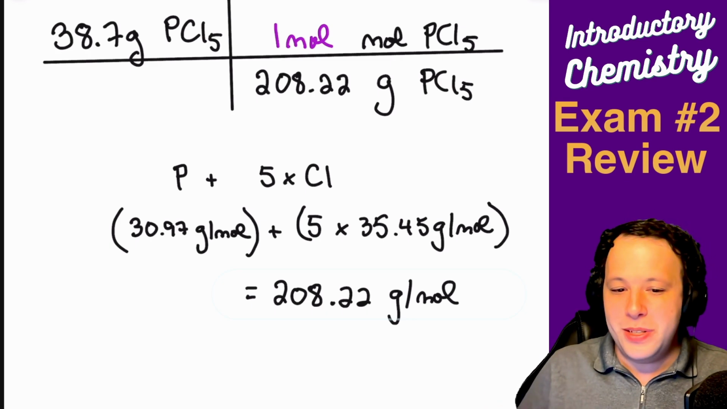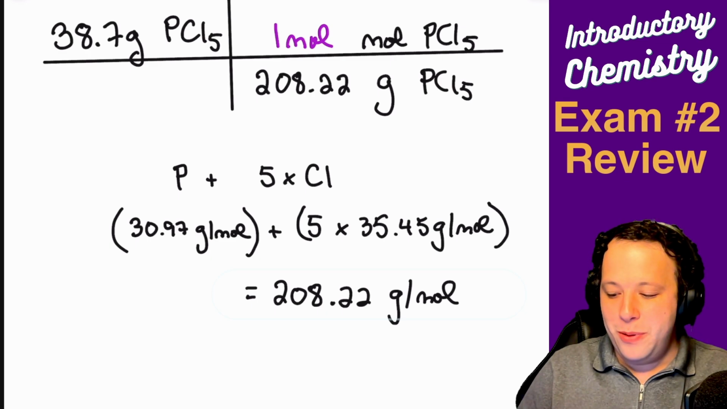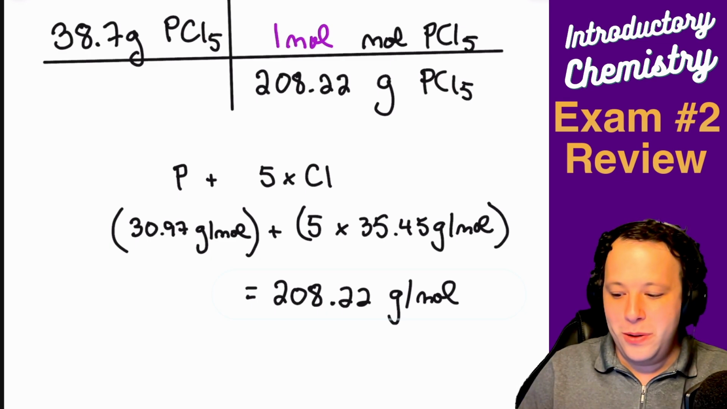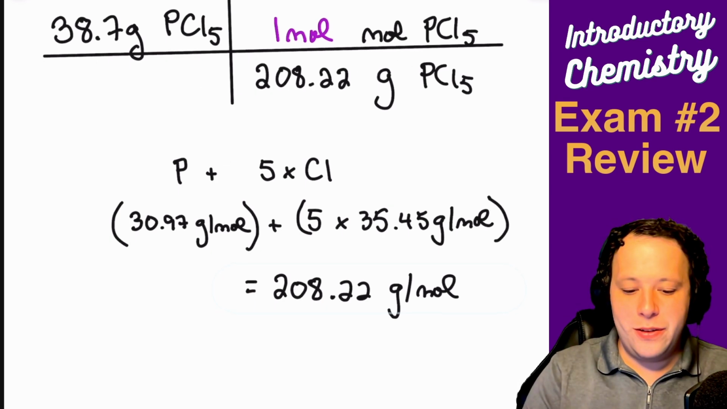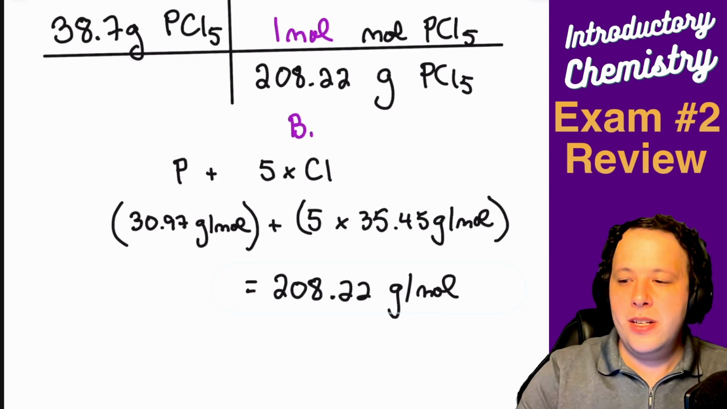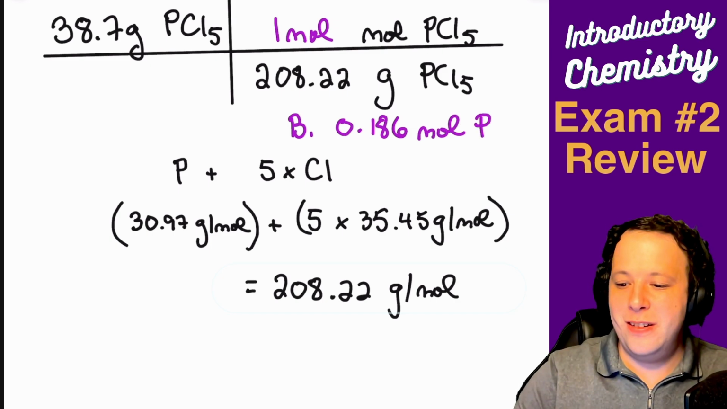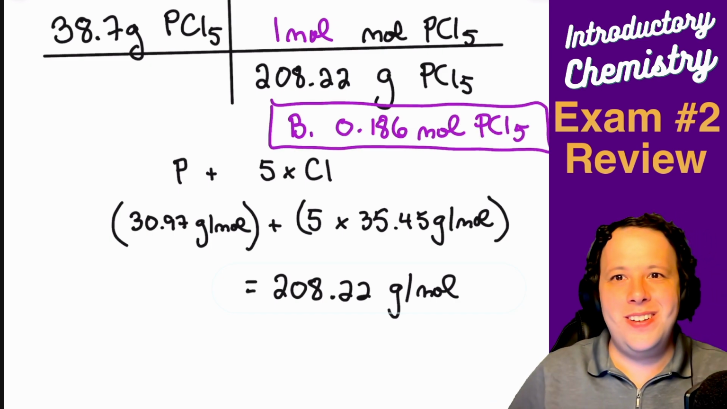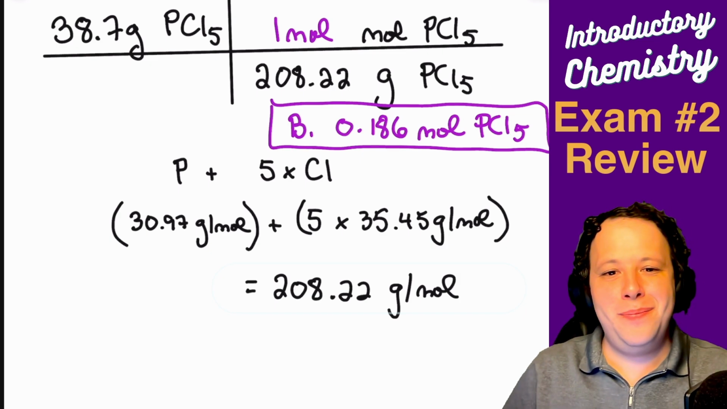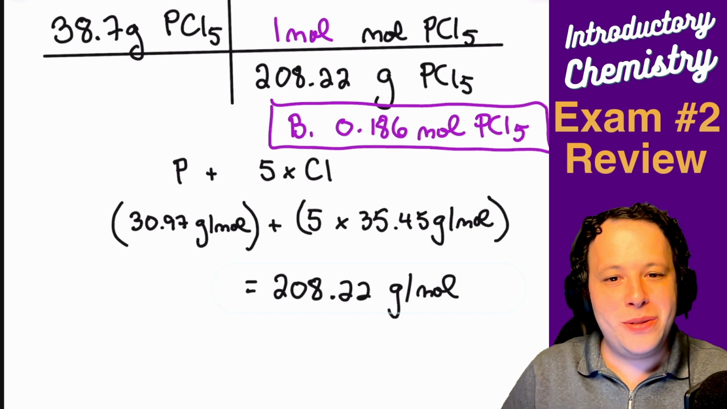So all we're going to do is take 38.7 and divide it by 208.22. And we should get the answer of B, which was 0.186 moles of PCl5. So that would be your answer in that case. Okay, so that's how to get into moles. Just a one-step conversion.